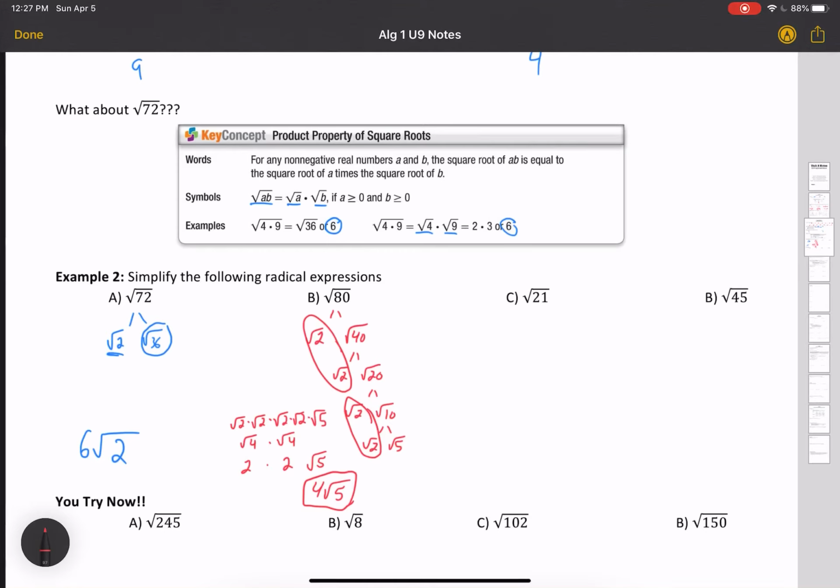Okay? These take a little bit of thinking, a little bit of logic puzzles, but you want to pair up what you can, and if it has a buddy, it gets to come outside. If it's left alone, then it's stuck inside.